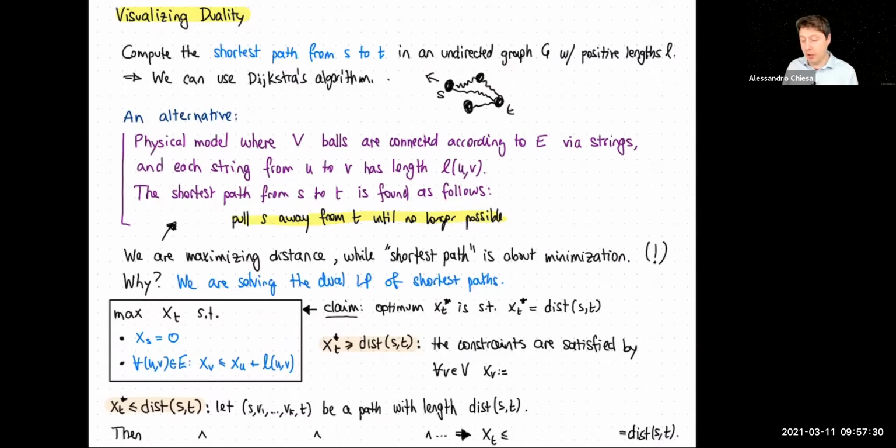But that's just intuition. Let's actually prove that the optimum for this program is precisely the distance from S to T. Actually, before I prove that, is it clear what the intuition behind the linear program is? It really does capture this pulling away. More precisely, I should be thinking about pulling away x_t. There is x_s equals 0, and maximizing x_t is like pulling the ball t away from s.